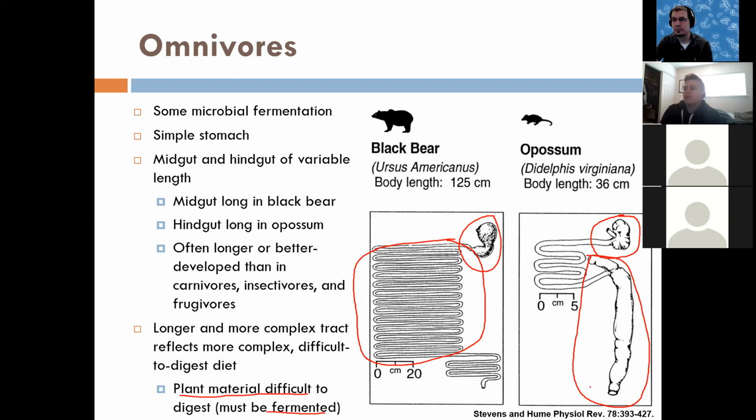Sorry, could you repeat that about the possum? Sure. So in the possum, we have a very large hindgut. And the size of the hindgut allows plant material to be retained there and for microbial fermentation to take place there.